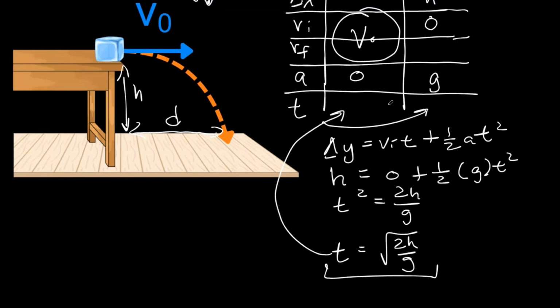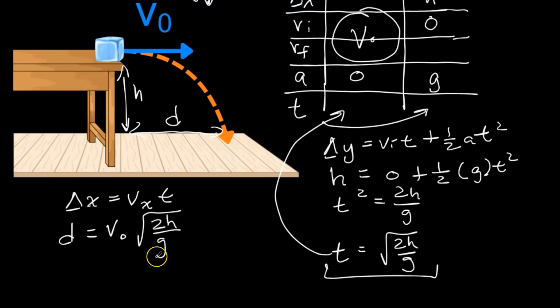Now horizontally, because it's not accelerating, we can use our constant velocity equation, which is delta x equals v_x times t. So now we're just going to do a substitution. I'm going to call delta x d. My horizontal distance is equal to v naught, my horizontal velocity, times the time. How long is it falling for? And we just solved that, which is the square root of 2h divided by g. So the distance is equal to v naught times the square root of 2h divided by g.